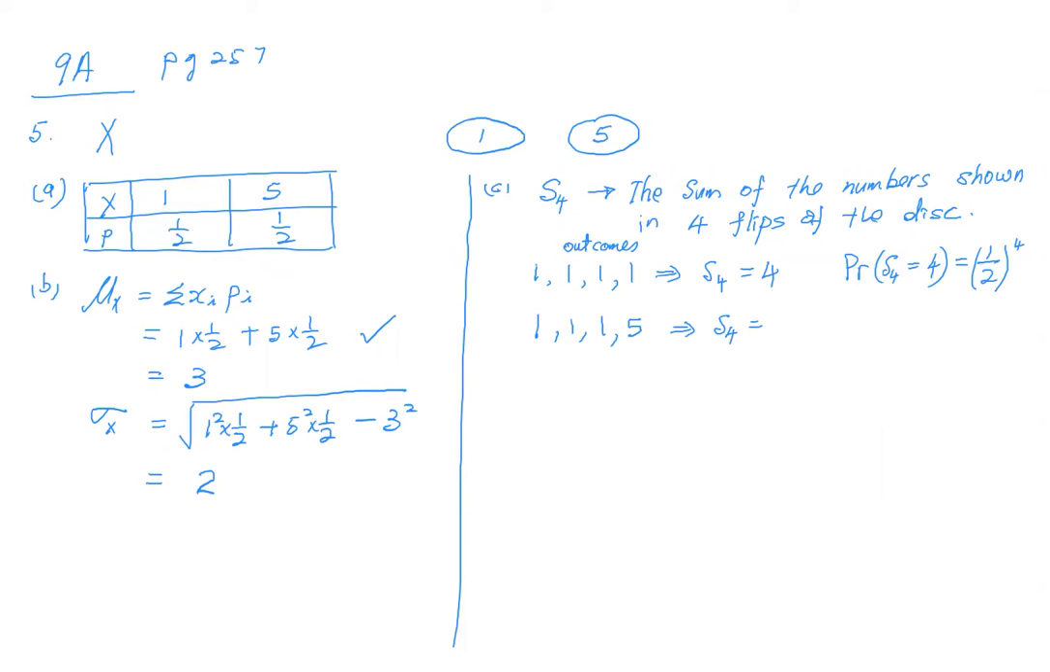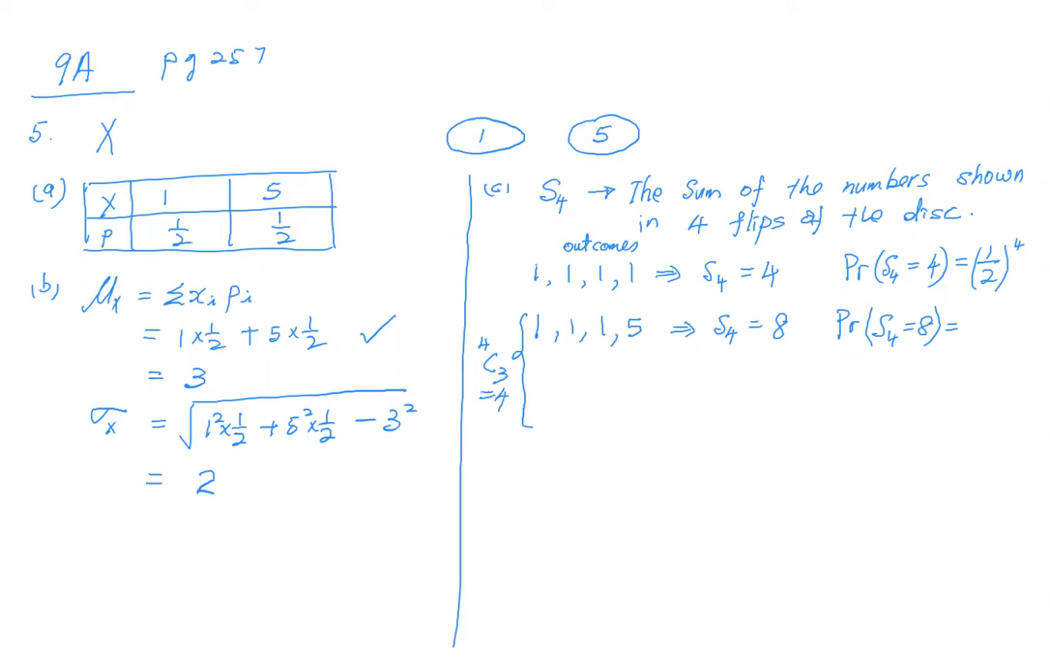8. So what is the probability for S4 equal to 8? So there are how many ways of getting 8? What do you think? 4 ways. I have 4C3. Out of 4, I get 3 ones. So the number of ways will be 4 ways.